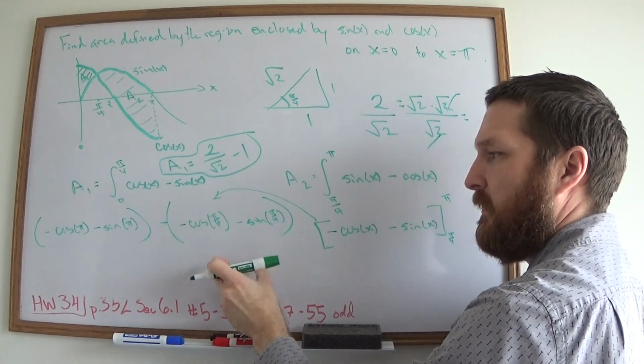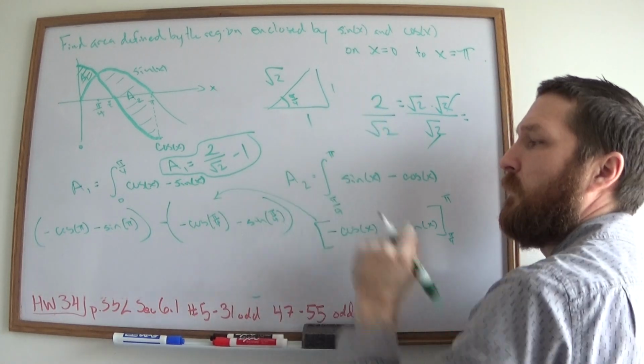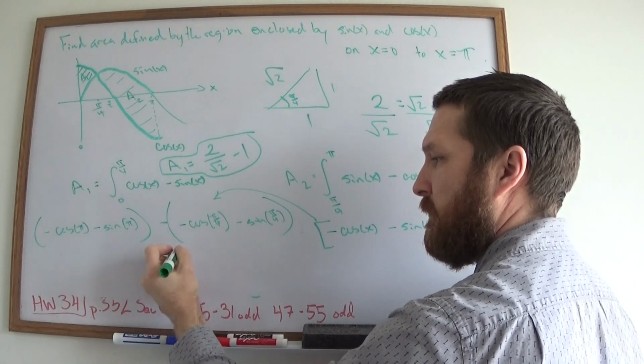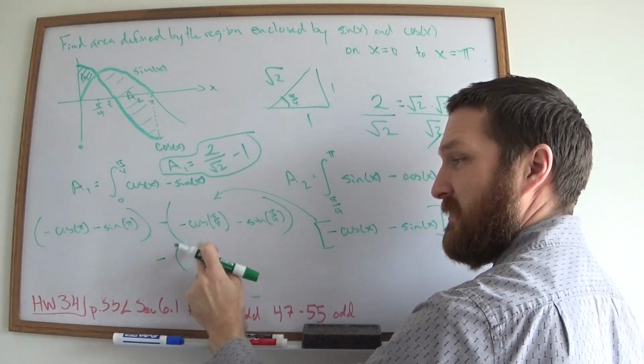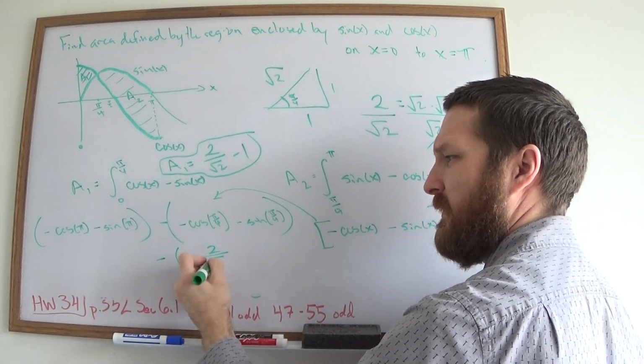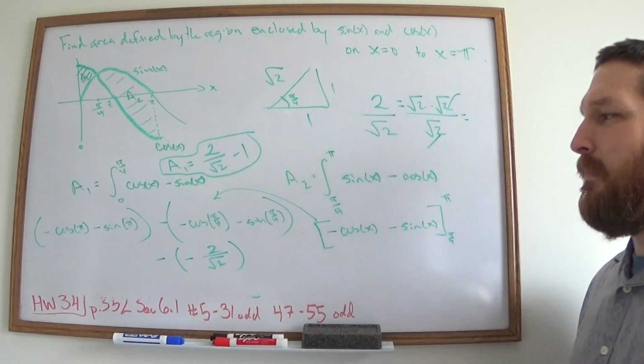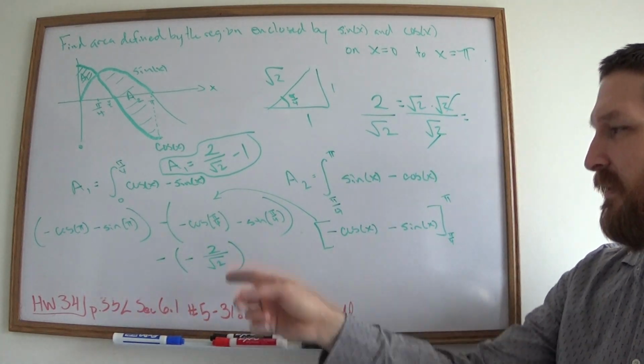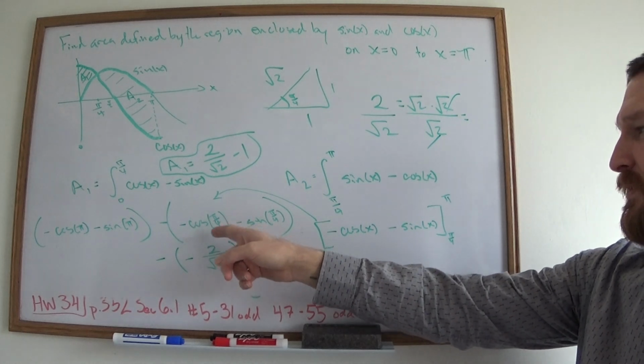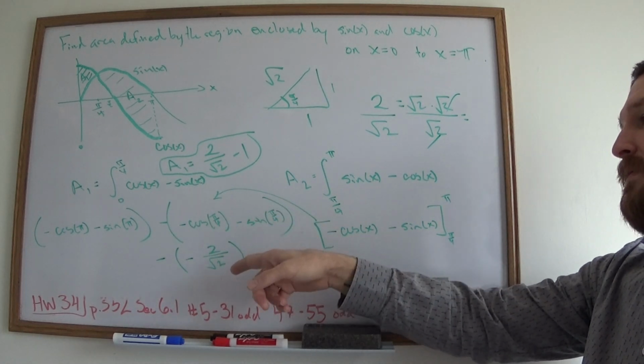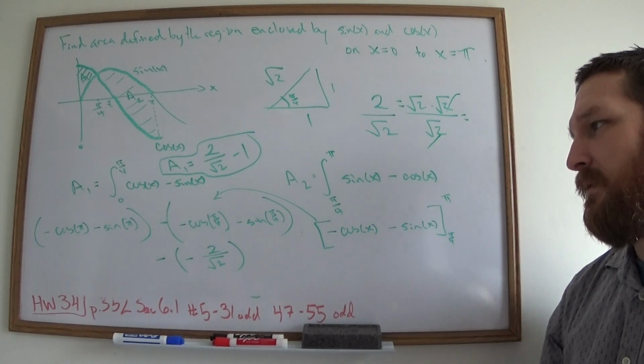We just did that, and we found that that was 2 over root 2. So that's minus 2, right? Everybody follow that? Minus 1 over root 2 minus another 1 over root 2 is minus 2 over root 2.